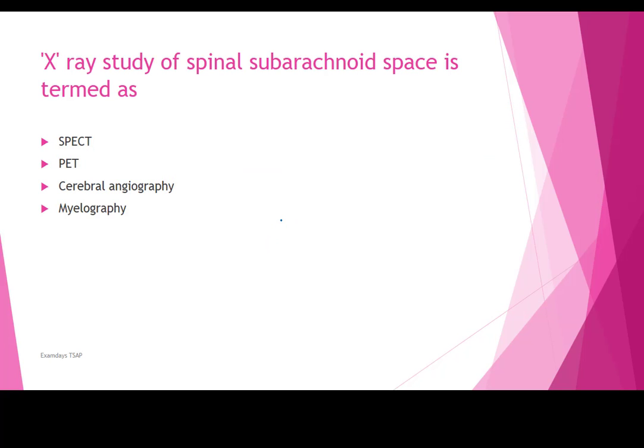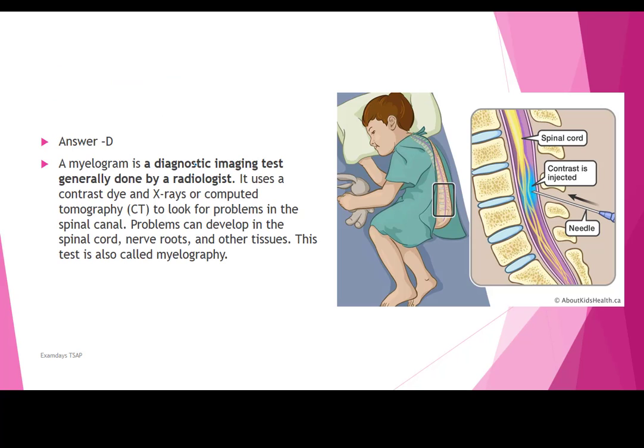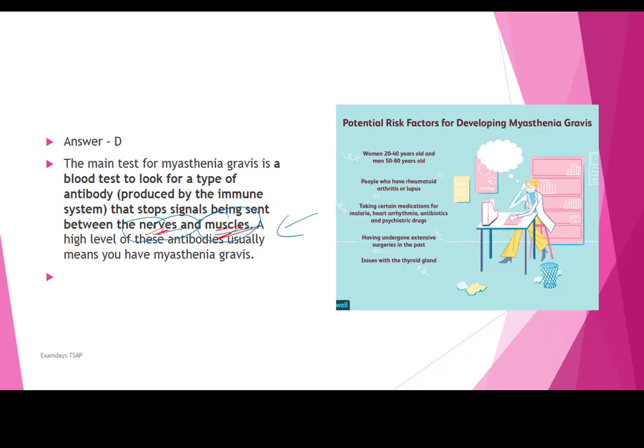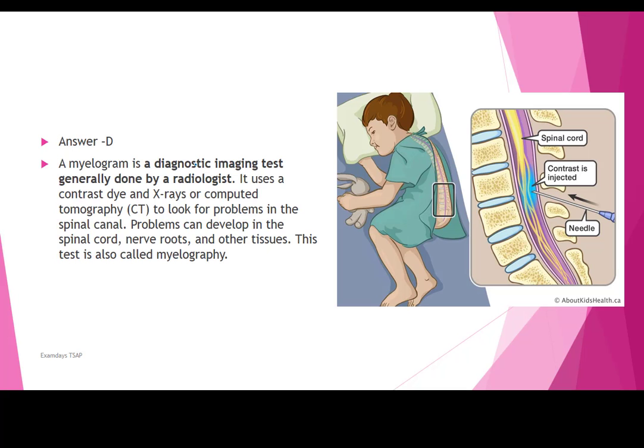Moving on to the next question: an X-ray study of the spinal subarachnoid space is termed as: option A, SPECT; second option, PET; option C, cerebral angiography; and option D, myelography. So the answer is myelography, the X-ray study of the spinal subarachnoid space. Here is the explanation as given.